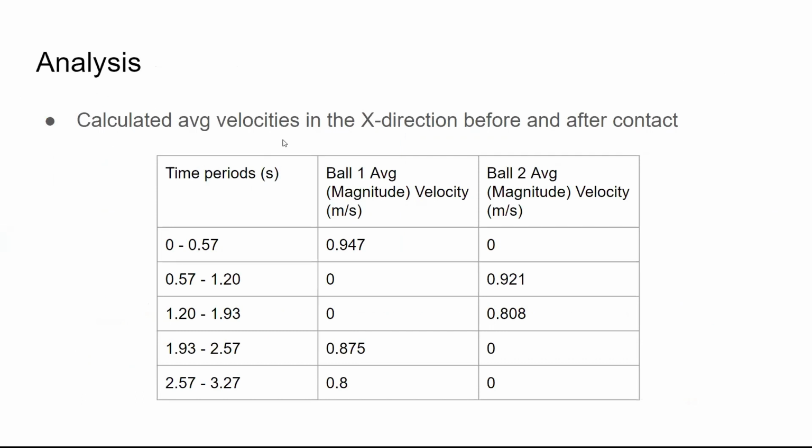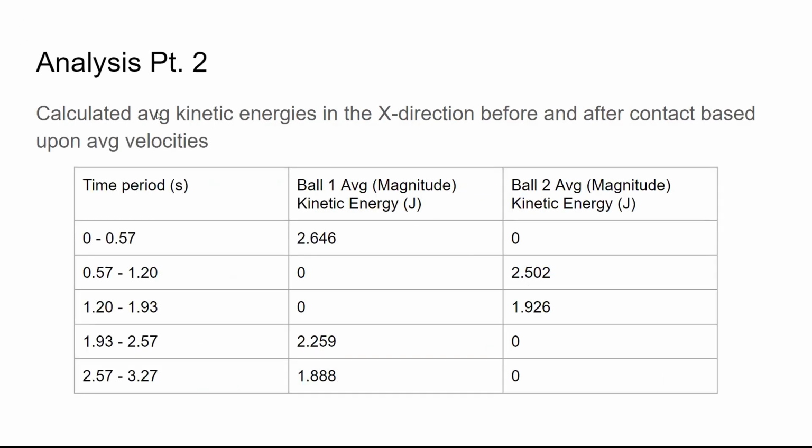For the average velocity, these are all magnitudes. For the first period, this is just the velocity of ball 1, while this is at 0. Then there's that transfer that happens. Now this has an average velocity, and this one goes to 0, up until 1.93 seconds. Then there's another transfer, which leads to this one back to having kinetic energy, while this one goes back to having no kinetic energy, which is indicated by this table, which calculates based upon the average velocity.